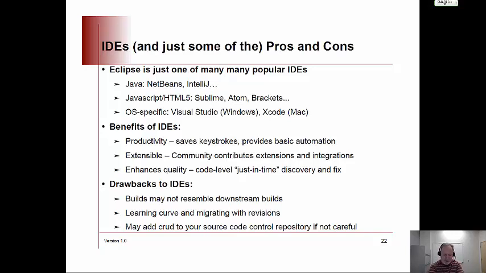And then finally, you could add crud to your source code control repository if you're not careful. So, for example, I'll give you a specific example that may not make sense today, but should in a week or so. Eclipse keeps track of project-specific information by putting two hidden files in your project directory. It'll put a .classpath and a .project file. So if you view hidden files in Windows Explorer, or if you go to a shell and do an ls -la or something, you'll see these files.